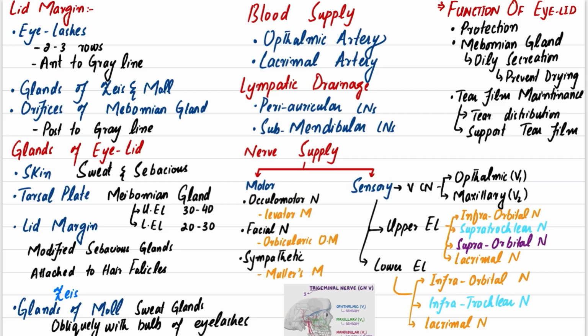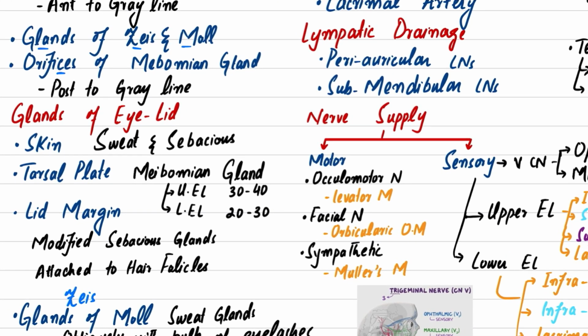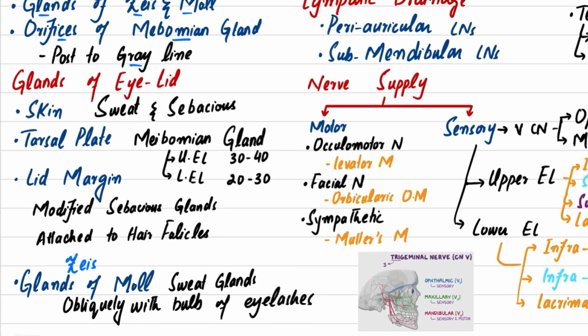Then again, come here, we have glands of Zeis and Moll. Now these are modified glands. We will discuss them in a while. And here are the orifices of the meibomian glands, which are posterior to the gray line, which I have shown to you.